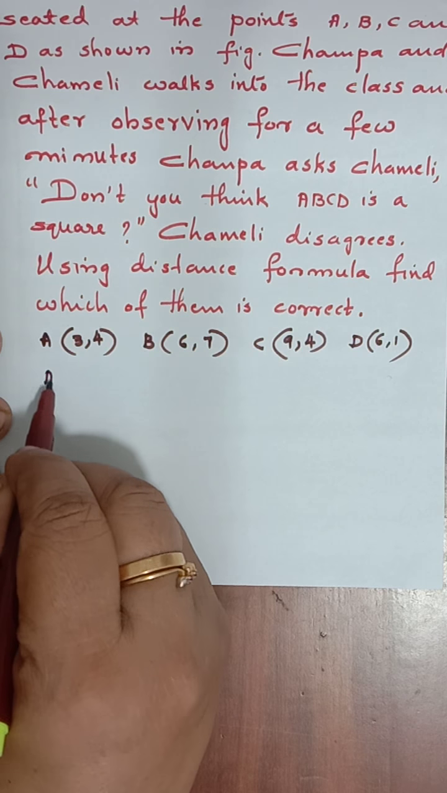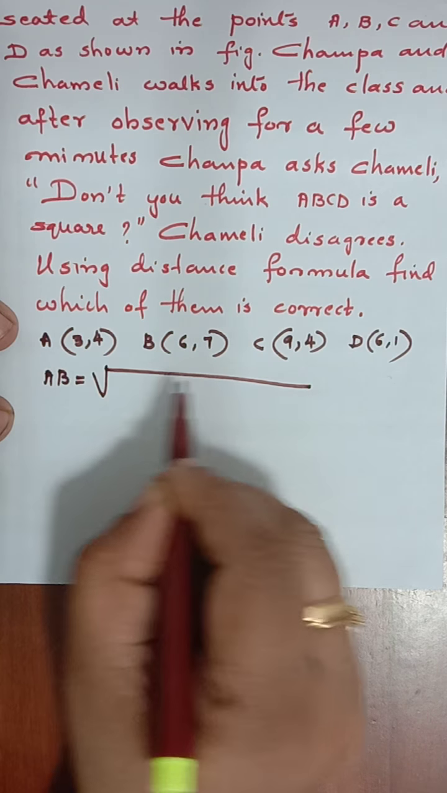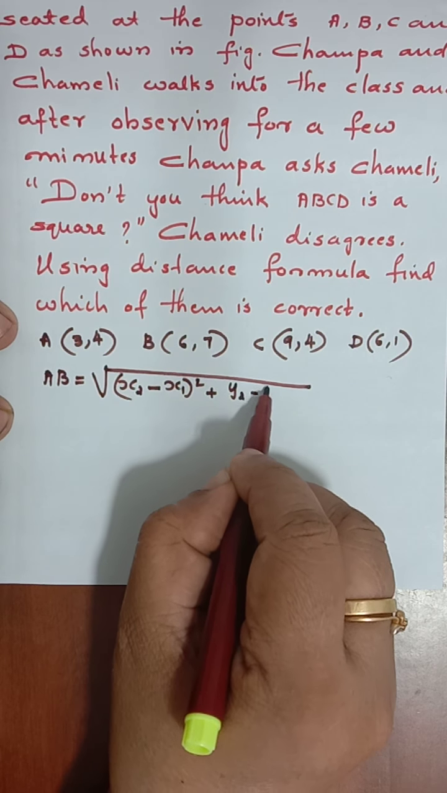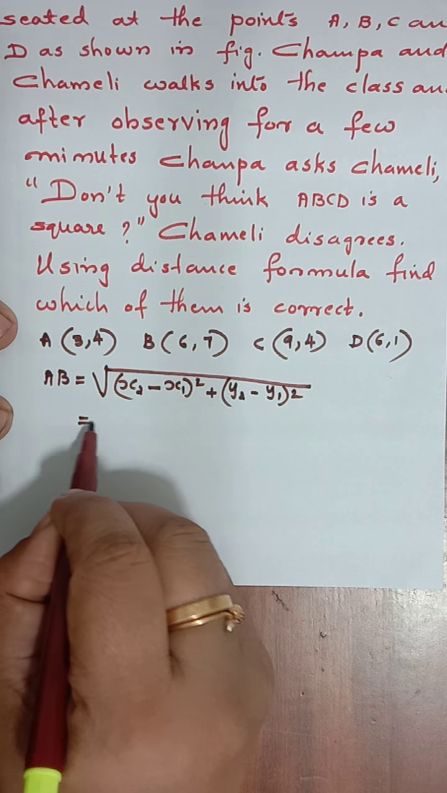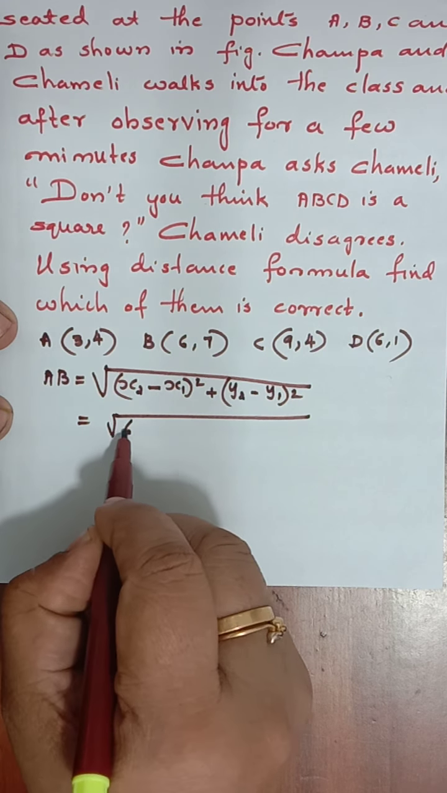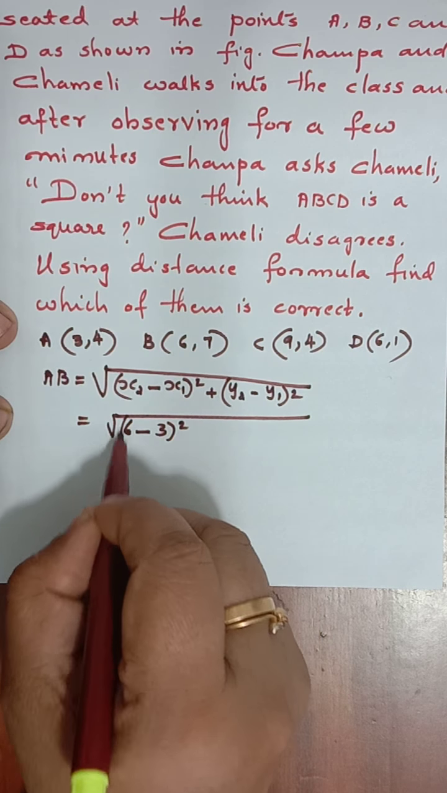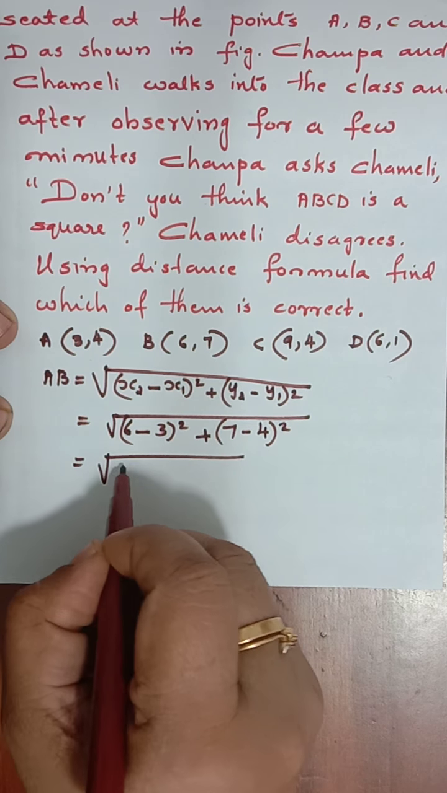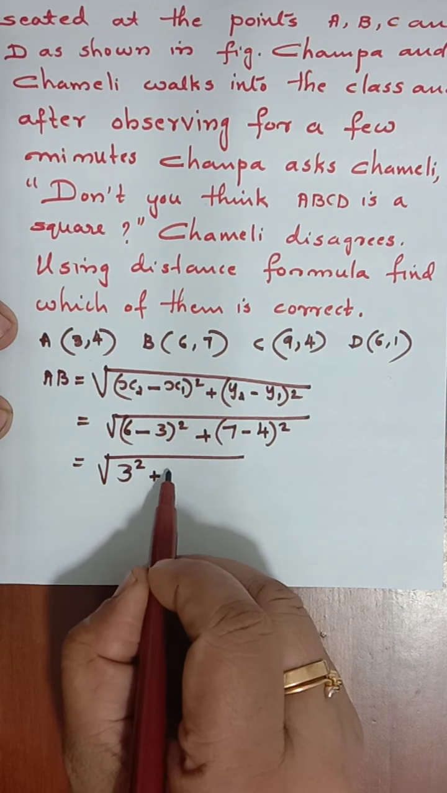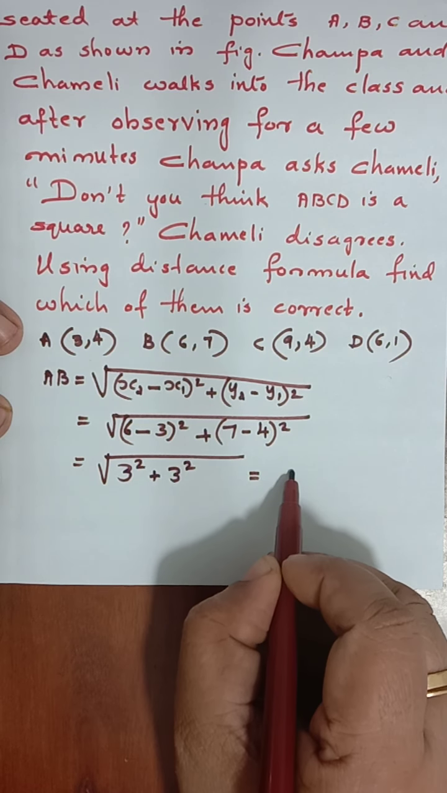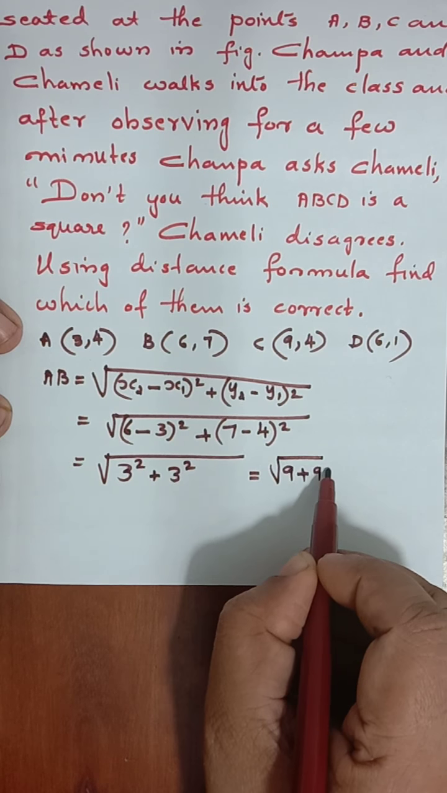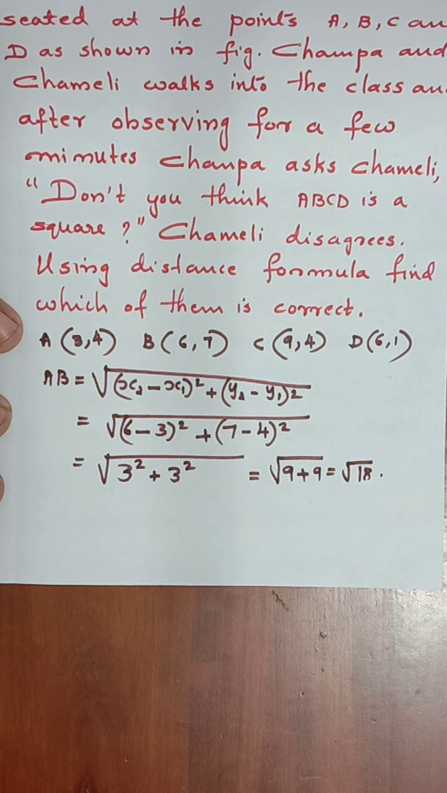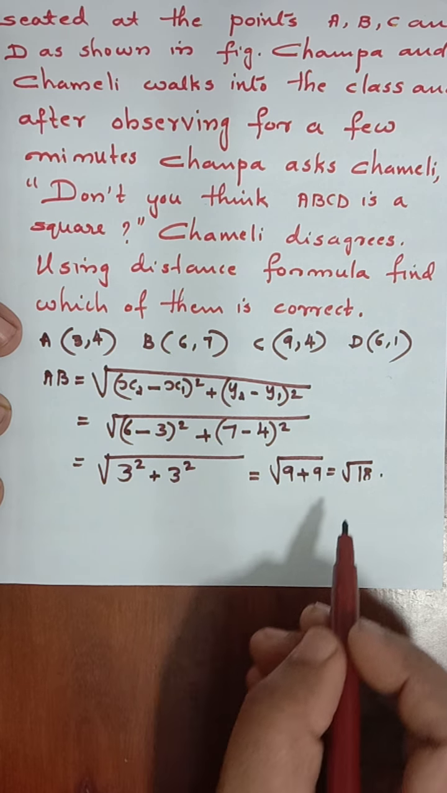First let us find out AB. Let us write the formula. Root of x2 minus x1 whole square plus y2 minus y1 whole square. That's equal to square root of 6 minus 3 whole square plus 7 minus 4 whole square. This is equal to 6 minus 3 is 3 square plus 7 minus 4 is also 3 square. 3 square is 9 plus 9. It is square root of 18. Square root of 18 we are getting. That is our AB.